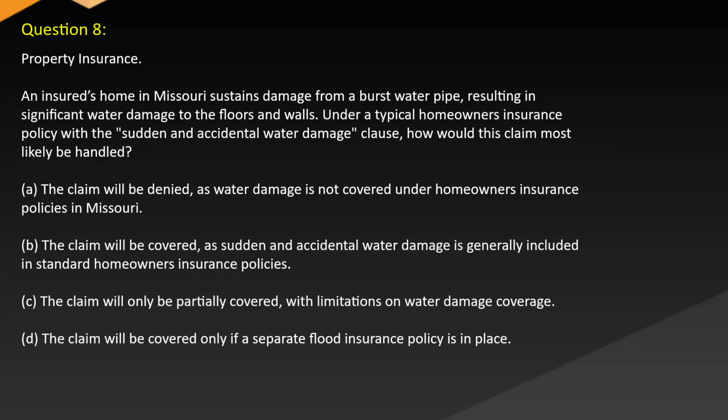Question 8. Property insurance. An insured's home in Missouri sustains damage from a burst water pipe, resulting in significant water damage to the floors and walls. Under a typical homeowner's insurance policy, with the sudden and accidental water damage caused, how would this claim most likely be handled?